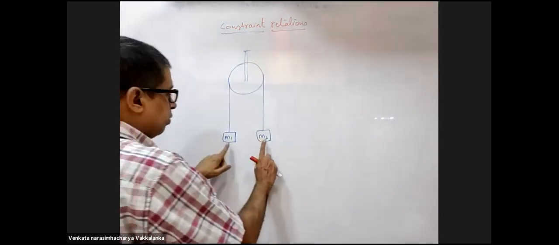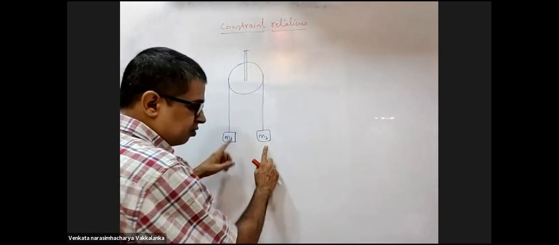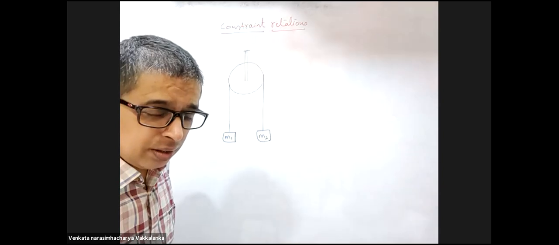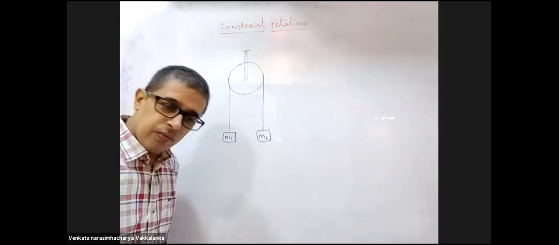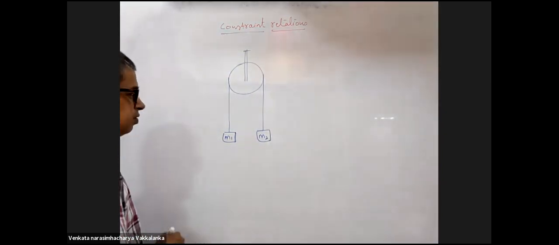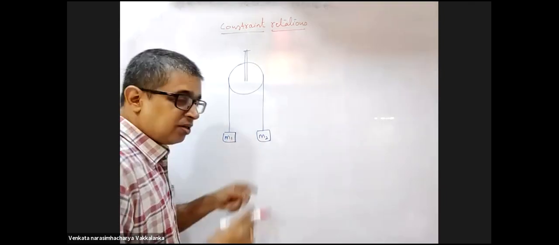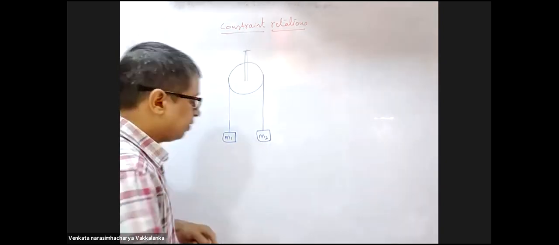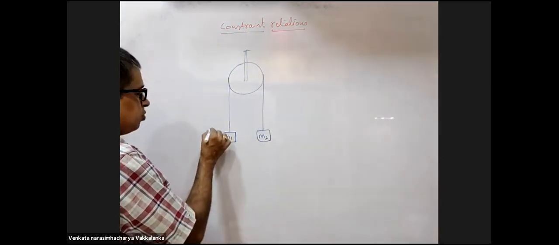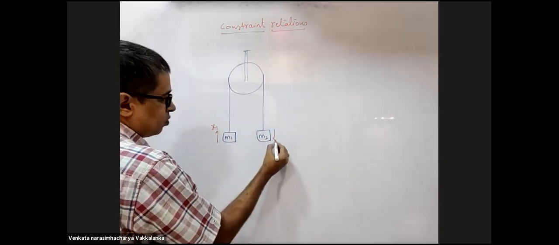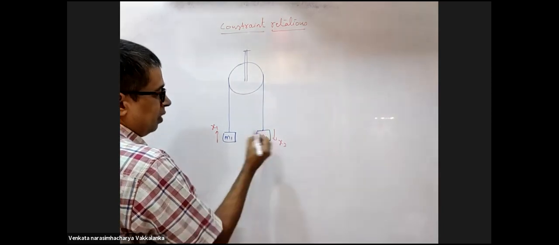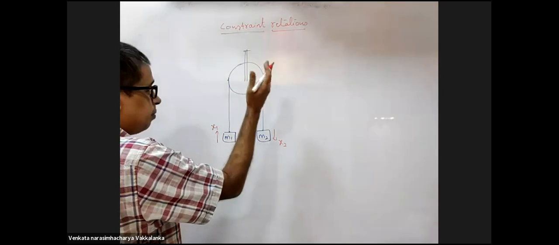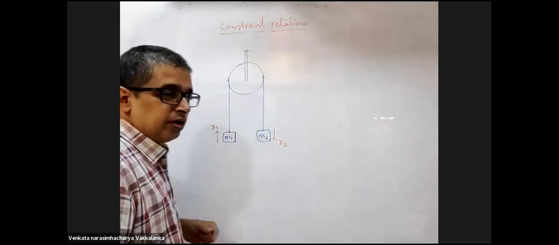Right now, I want the relation between the velocities of these two masses. Now listen, first I'll tell you how we apply it, then I'll tell you the science behind it. Let me assume this is going up by a distance of x1, and this endpoint is moving by a distance of x2. This endpoint is not moving, this endpoint is not moving.